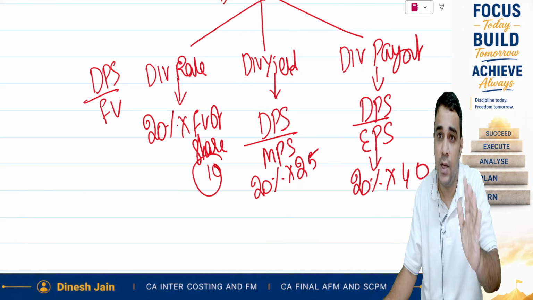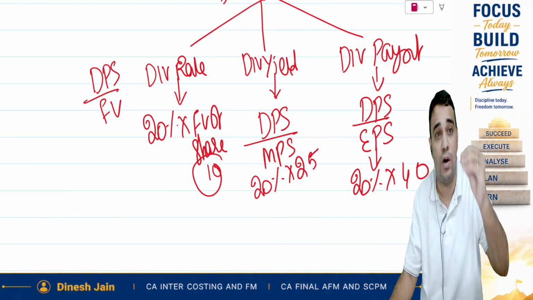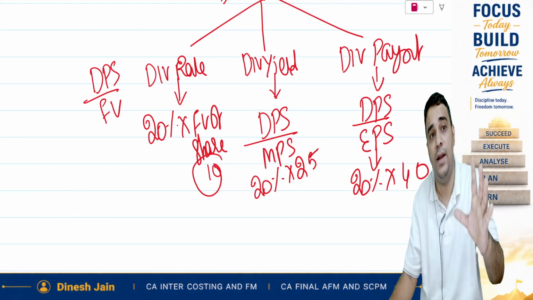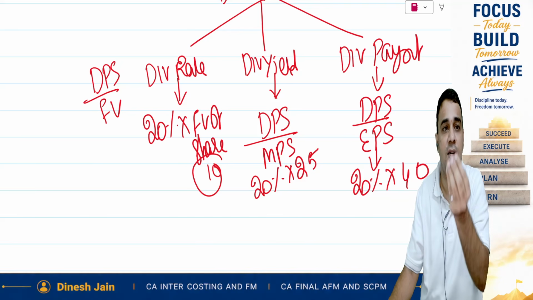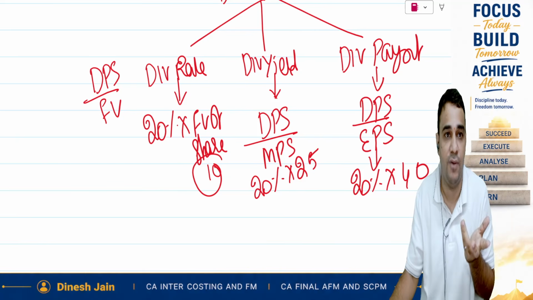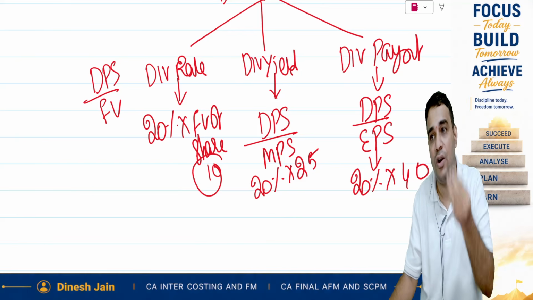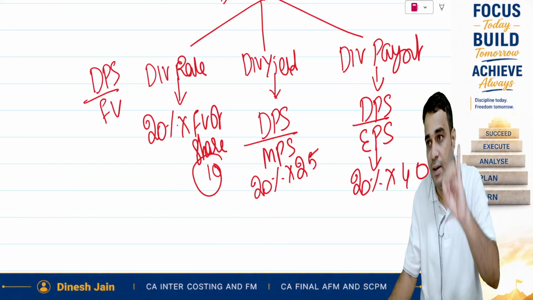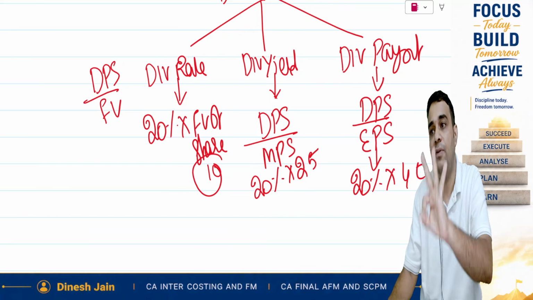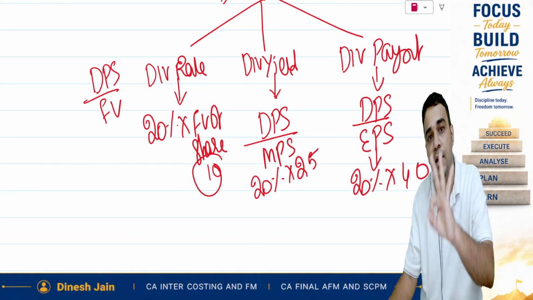Again, most of the concepts you need to be very, very clear on, because after 25 classes, suddenly you will see a term dividend yield somewhere in security valuation or some other place. If you are not able to relate at that time, it becomes difficult. So dividend rate, dividend yield, dividend payout.